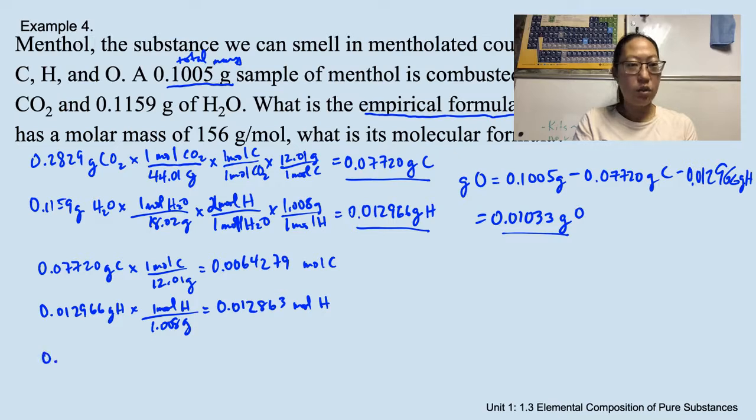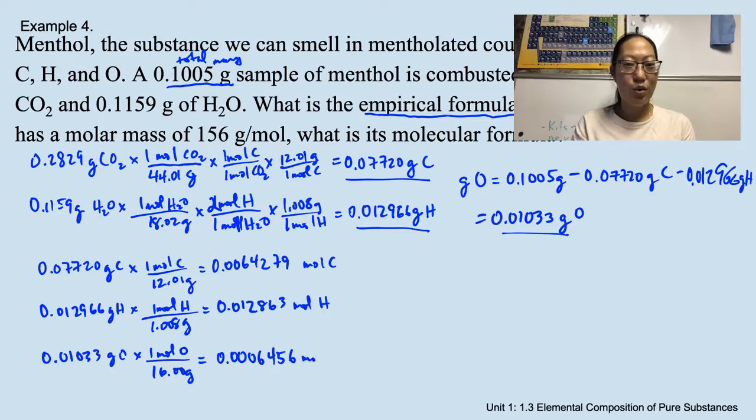And then my oxygen, 0.01033 grams of oxygen, 1 mole O, 16 grams, 0.01033 divided by 16. I'm getting 0.0006456 moles of oxygen. So which one's the smallest? Well, it looks like this one. So I divide all of the moles by the moles of oxygen, since it's the smallest. That's going to give us 1 mole of oxygen.